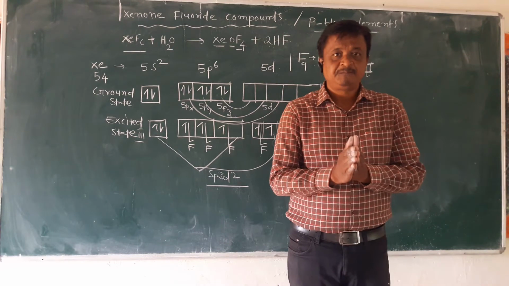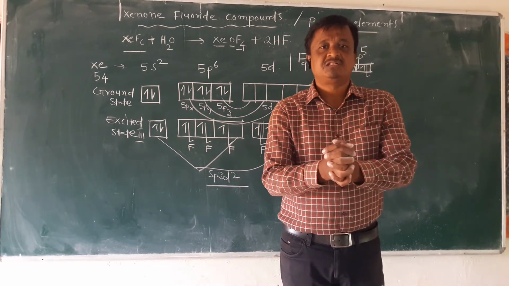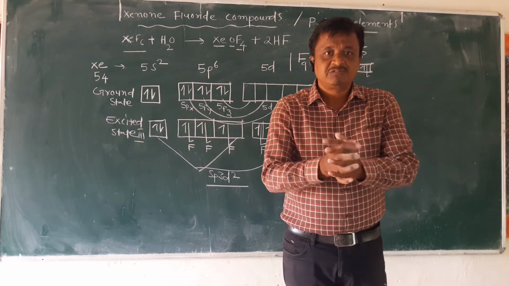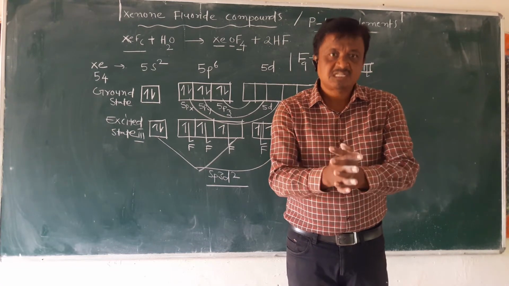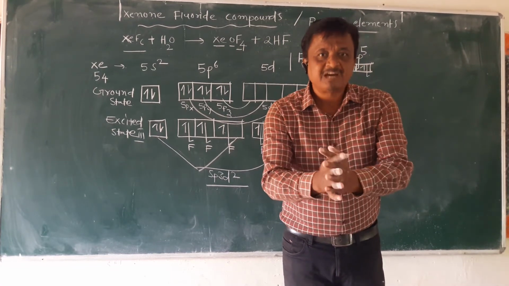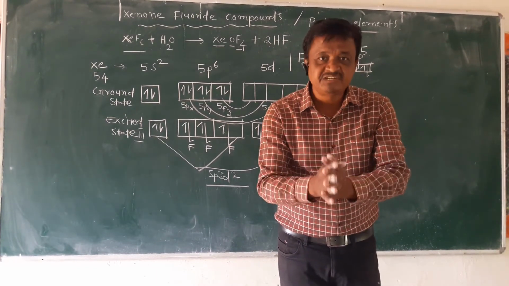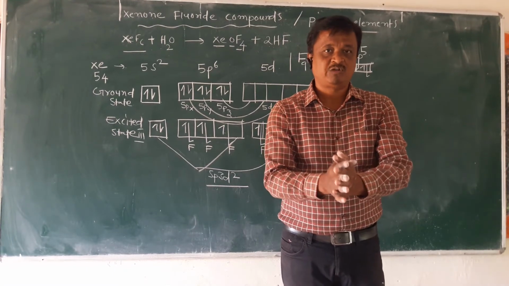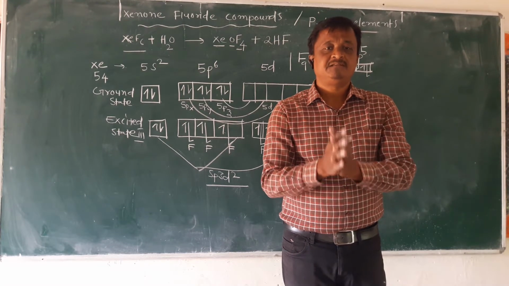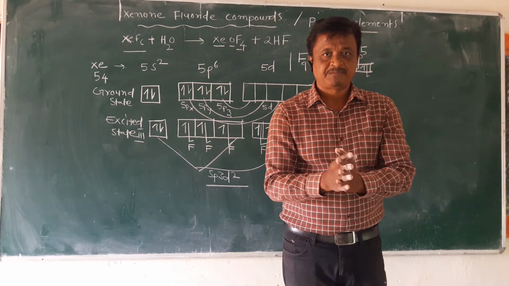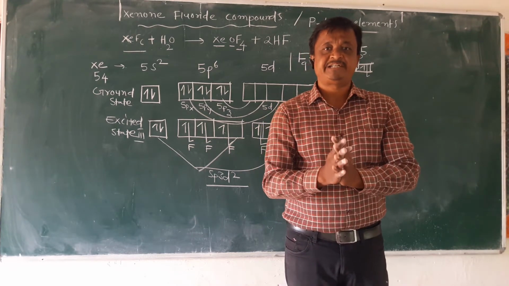What does sp3d2 hybridization mean? One s orbital, 3 p orbitals and 2 d orbitals intermix and combine with each other, and form hybrid orbitals of the same energy level. That is known as sp3d2 hybridization, which is possible in xenon oxytetrafluoride, in excited state 3. Now let us see the structure of xenon oxytetrafluoride.